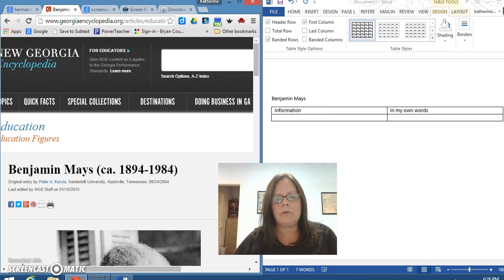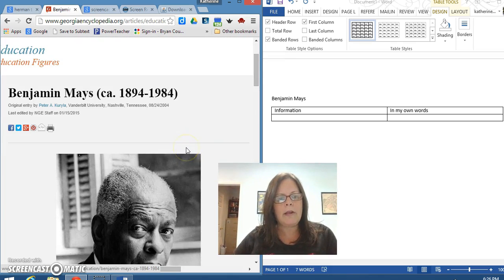I'm going to show you something a little bit different. I'm still going to use the New Georgia Encyclopedia. I searched for Benjamin Mays in the search bar and already have the article brought up. But on this side of the screen, I just have a Word document brought up with Benjamin Mays' name.